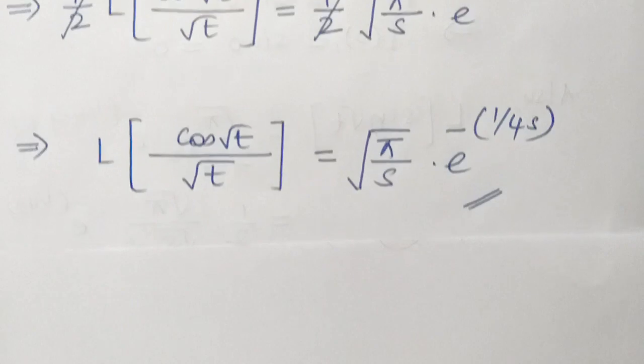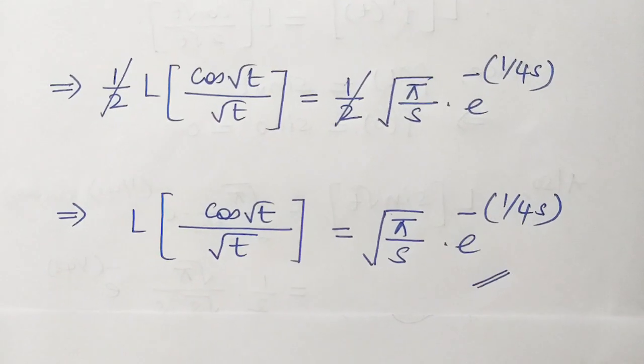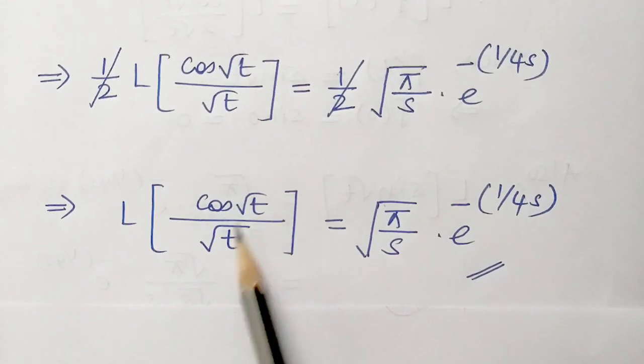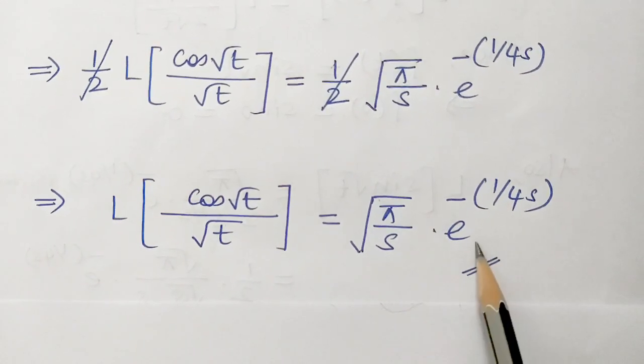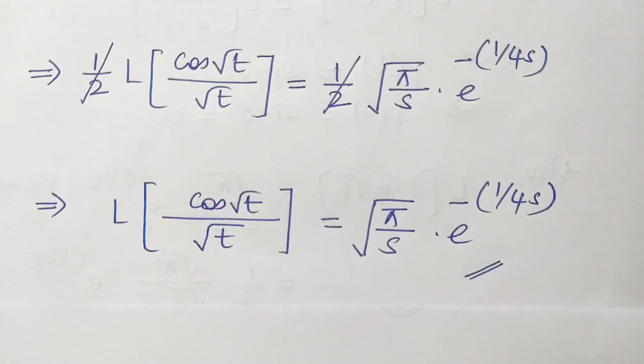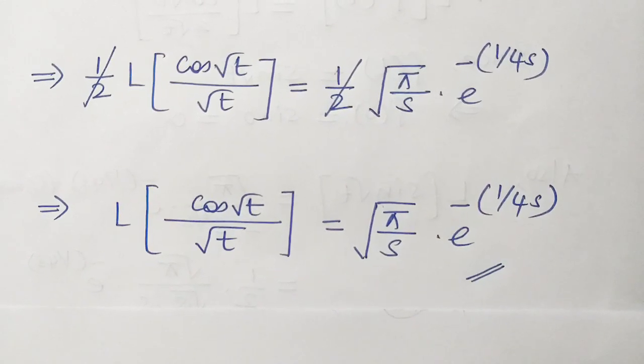Laplace of cos of root t divided by root t, which is equal to under root of pi by s, e to the power of minus 1 by 4s. So this is the final result.